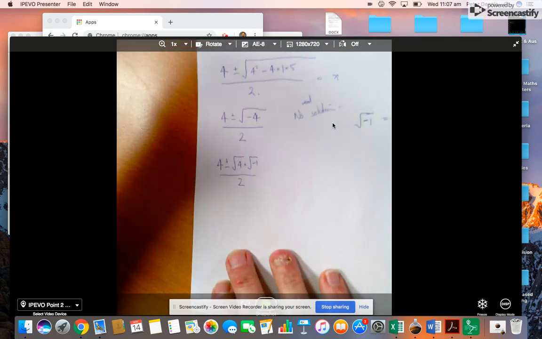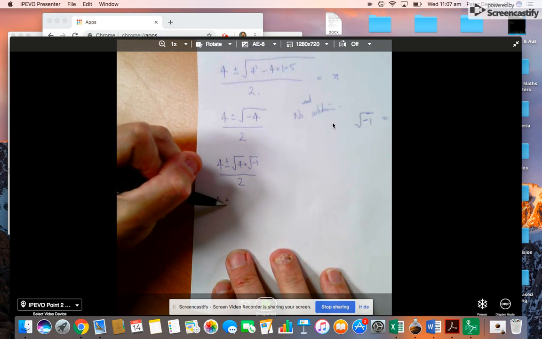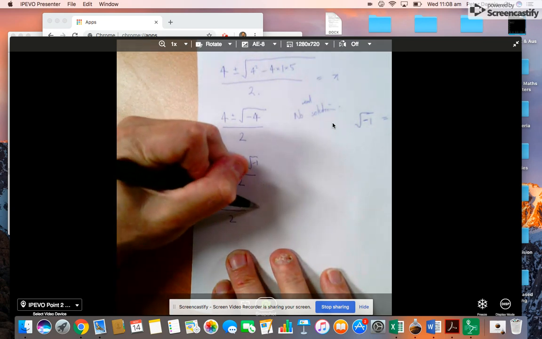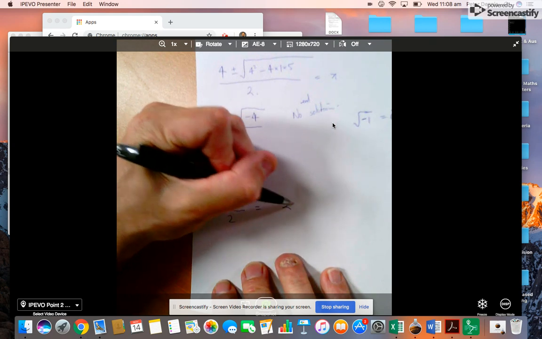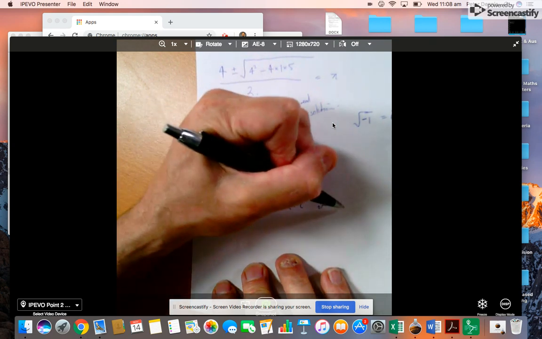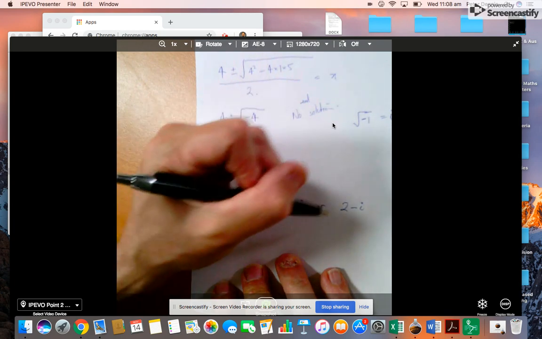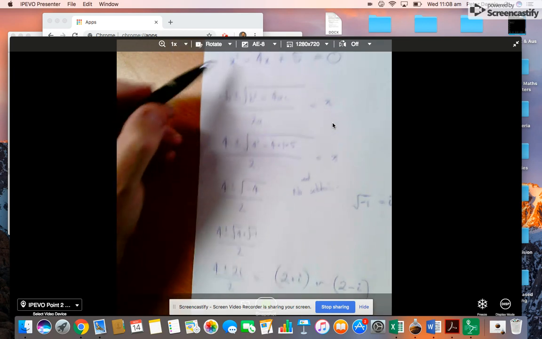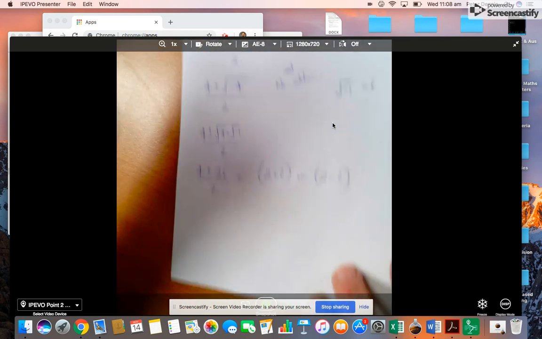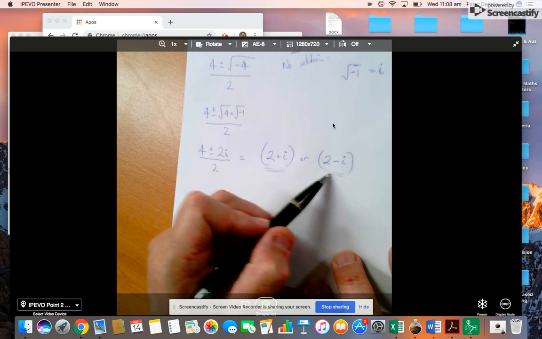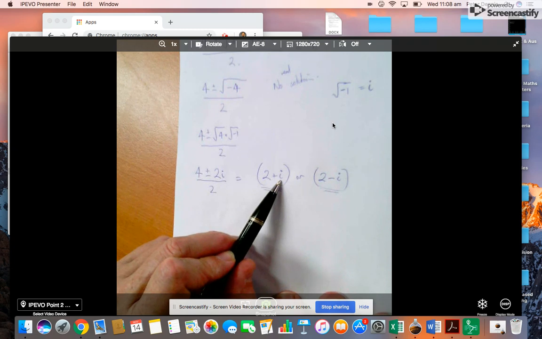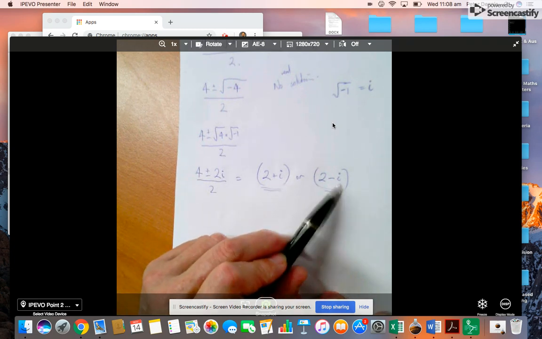And suddenly we can do it. This is 4 plus or minus the square root of 4 is 2, and the square root of minus 1 is i, all over 2, which when we factorise is 2 plus i, or 2 minus i. And so suddenly we're back to a degree 2 polynomial, and it has 2 solutions. These are complex solutions. This is the real part. This is the imaginary part.